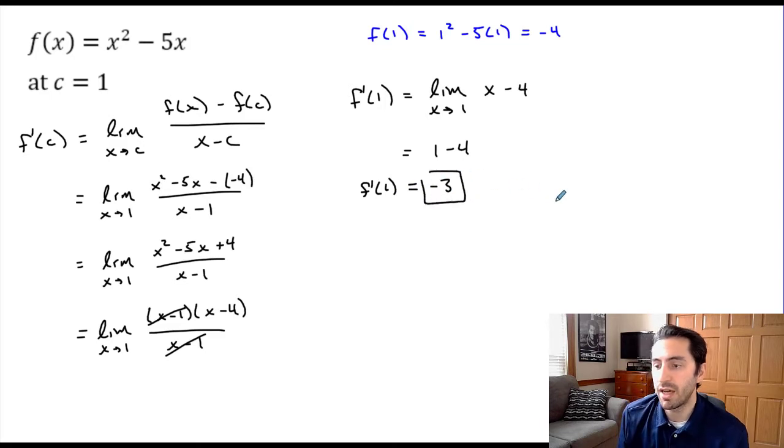In other words, that is the slope of the tangent line at that value for c. Now, let's say you didn't want to have to go through all of this work every single time you wanted to find the instantaneous rate of change. What if you wanted a formula that would allow you to do that for this specific function? Let's take a look at that next.